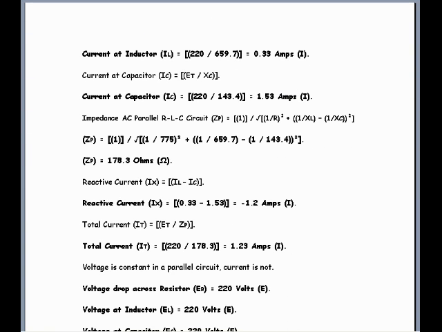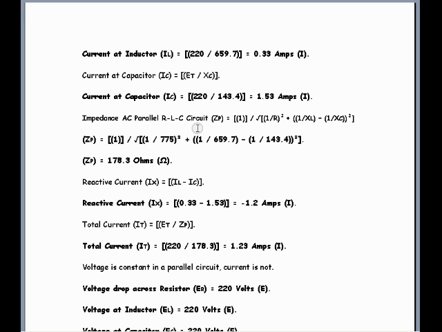Then we calculate the current at the capacitor, which is the total RMS voltage divided by the inductive capacitance. I'm sorry, the capacitive reactance. It does get kind of confusing on the wording, but the capacitive reactance. X is always the reactance, and then the sub value is either capacitive or inductive, so capacitive reactance. So when we divide these out, 220 divided by 143.4, 1.53 amps current at the capacitor. So now we have all three current values at all three components: resistor, inductor, and capacitor.